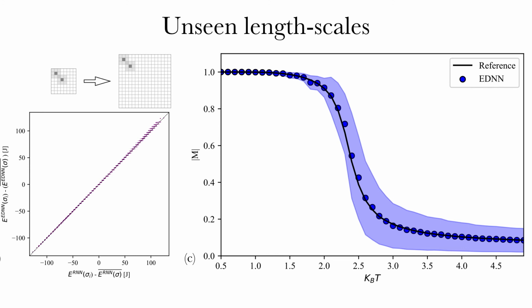On the left, you can see the EDNN performance of that model relative to the RNN model upon which it was trained, and the agreement is very good. But now we can actually do Monte Carlo simulations on a length scale that we hadn't even observed.